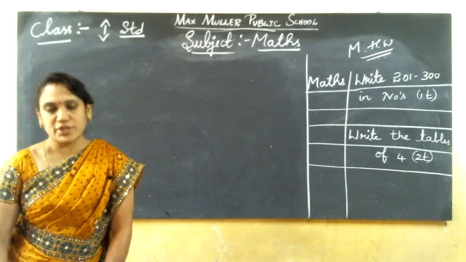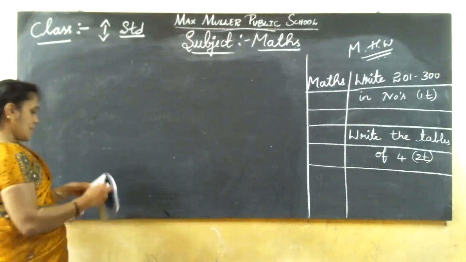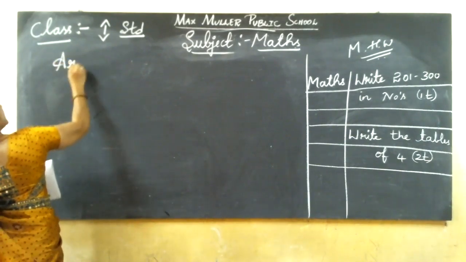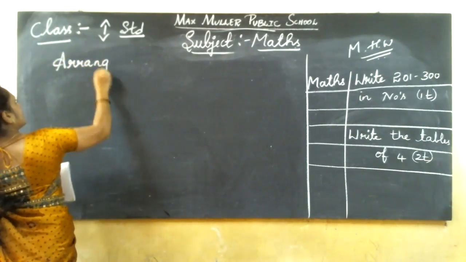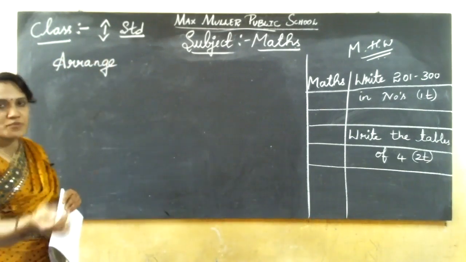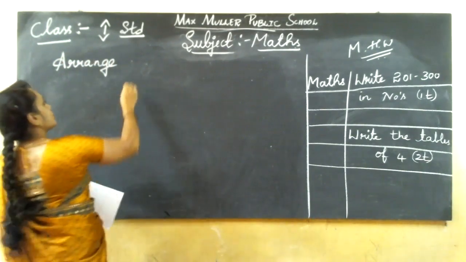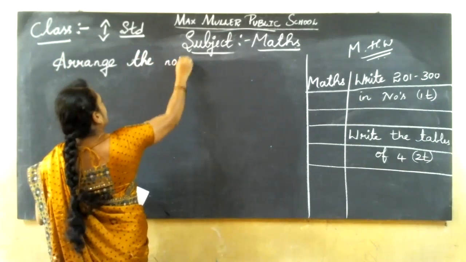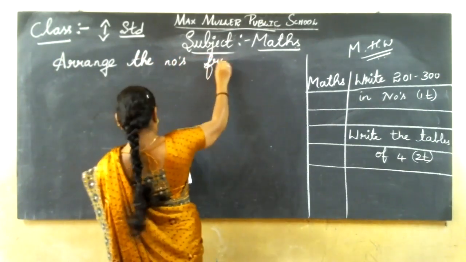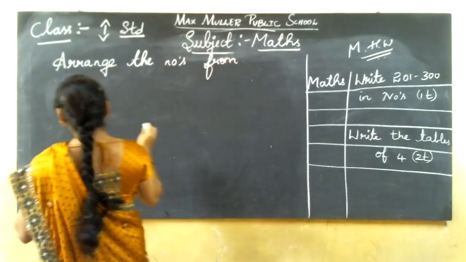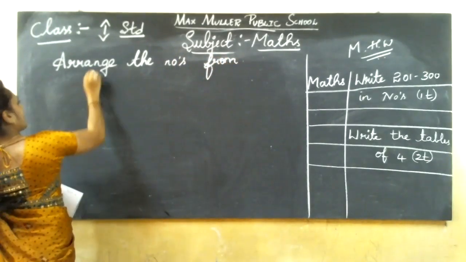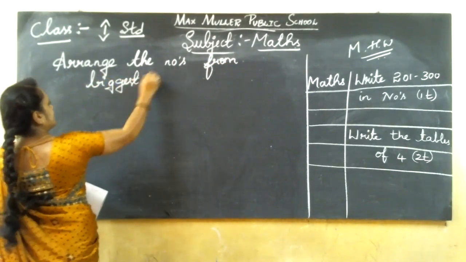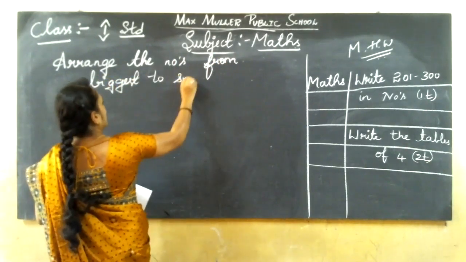Okay. Should I start with the next main? Yes. Next main. Arrange. Start on a fresh page. Now you did arrange the numbers from smallest to biggest. Now biggest to smallest. Arrange the numbers from biggest to smallest now.